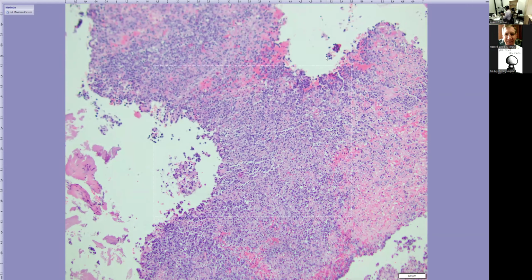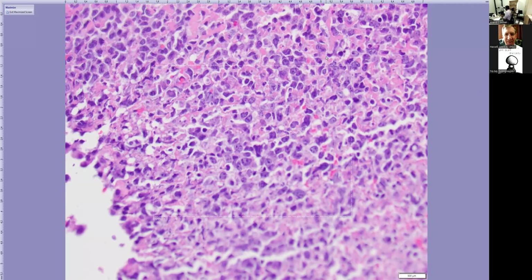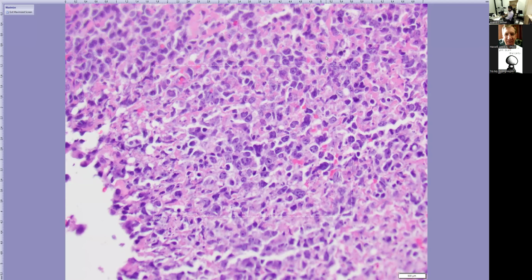Initially, no history of any kind was provided. So we reached out to the clinical team to see if they had any known history of any cancer. And the answer was negative. So this was the only finding, an incidental finding. So when we got this case, we worked it up as an unknown primary.